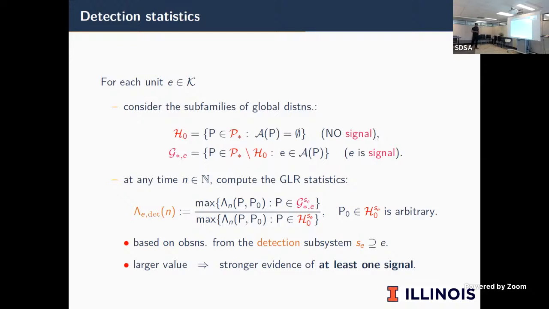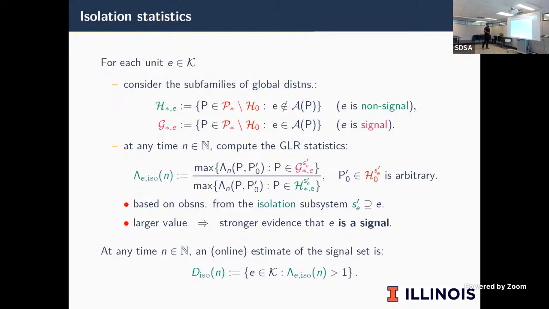that there is at least one signal. Similarly, for isolation statistics, in the numerator we have the evidence towards whether E is a signal, versus in the denominator we have evidence towards whether E is a non-signal. That means if it is large, then we have stronger evidence that E is a signal itself. So this is how we generalize the idea of local statistics, by considering data from other sources. And the online estimate of the signal set is all the units which have isolation statistics bigger than 1. I will call them my estimated signal set.